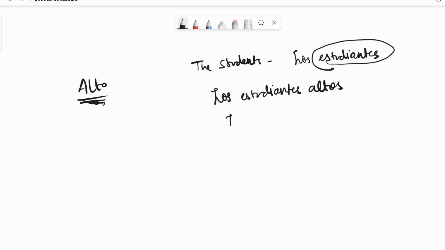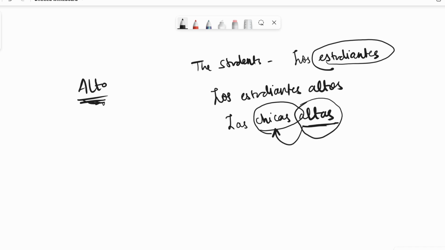If I was talking about the tall girls, then I would say las chicas altas. Here also it changed because my noun is feminine plural, so I'll have to change my adjective according to my noun. Las chicas altas. If I was talking about one tall girl, la chica alta. Similarly, if I was saying the tall boy, el chico alto.